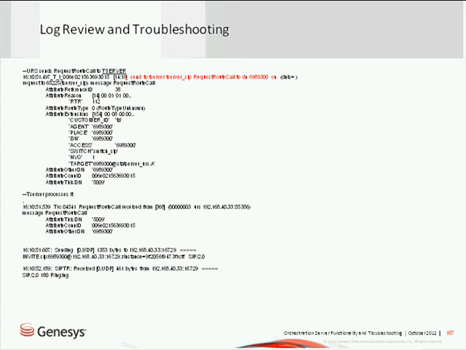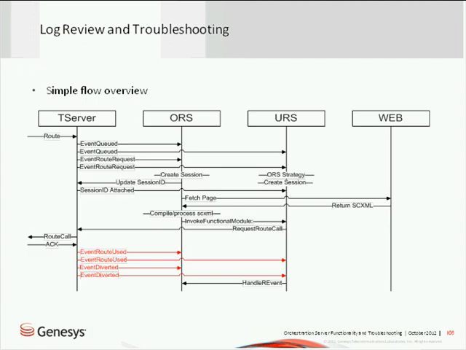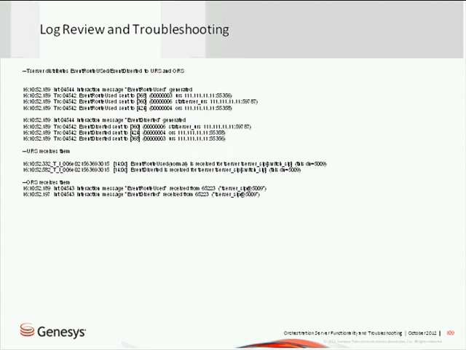T-Server is going to process it, so in this case, it was SIP again, so we're just going to send out an invite. We're going to get an acknowledgement back. When we get that ACK back, T-Server is going to generate event route used and event route diverted. It's going to go to ORS, and it's going to go to URS. URS is going to get it, event route used and diverted. ORS is going to get the same events, right? Event route used and diverted.